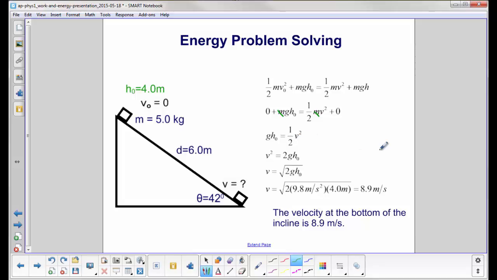Now again, don't put the numbers in yet. We want to find velocity. So we isolate v. We find out it's equal to the square root of 2g times h0, which is our initial height. Now you can put the numbers in right at the bottom here, and it comes out with an answer that the velocity at the bottom of the incline is 8.9 meters per second.